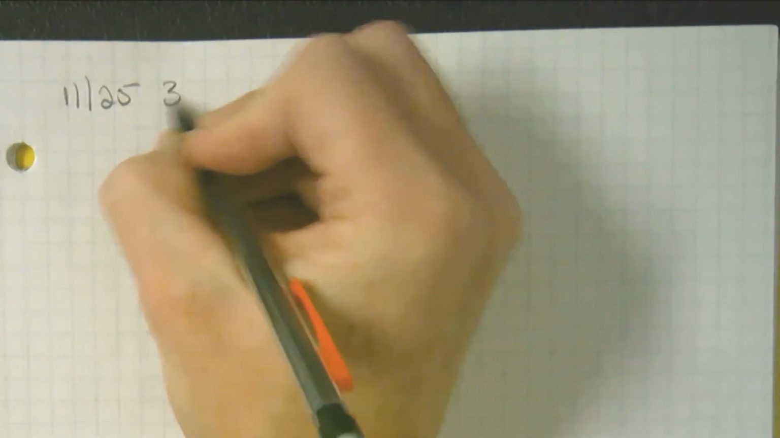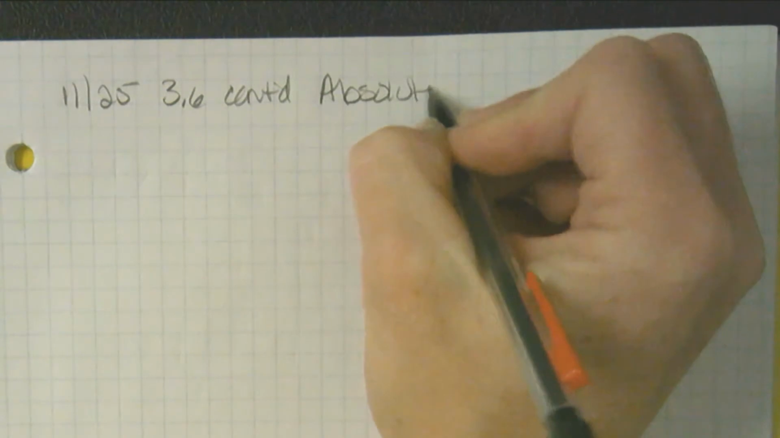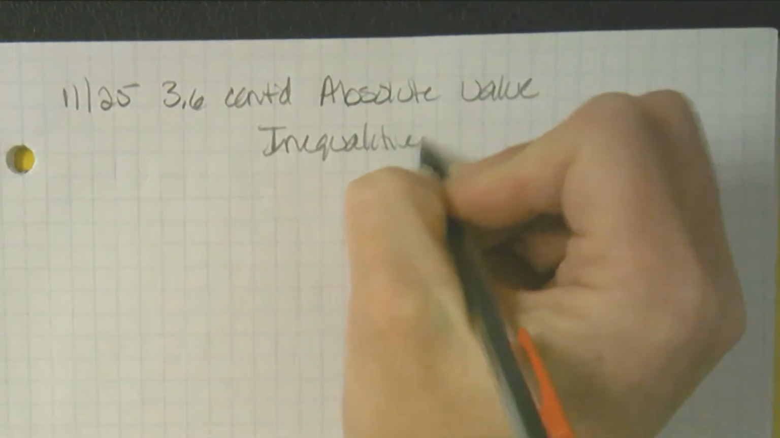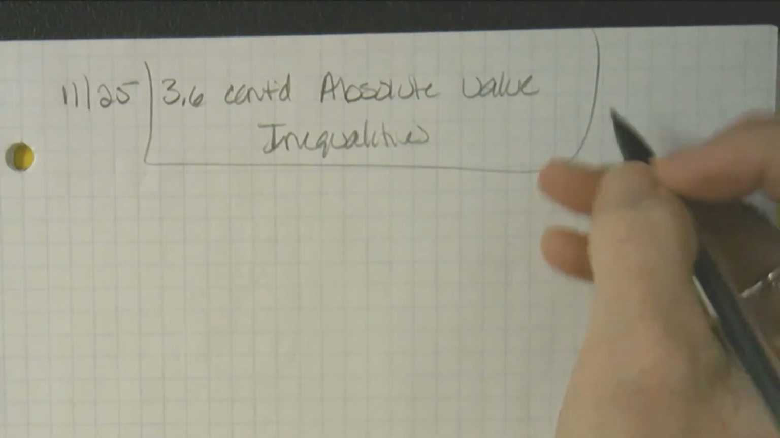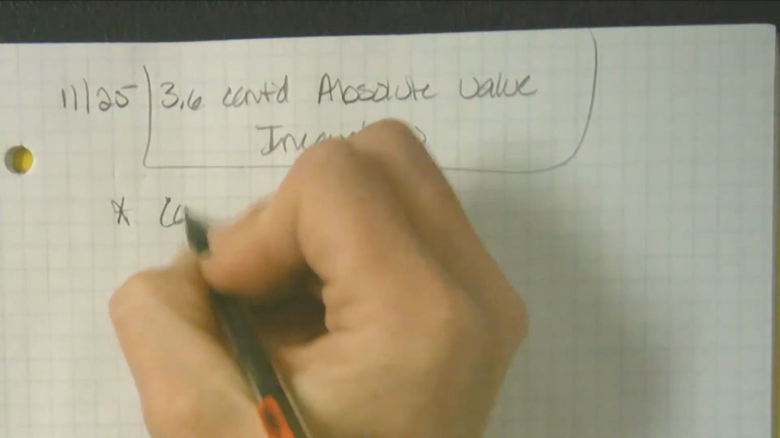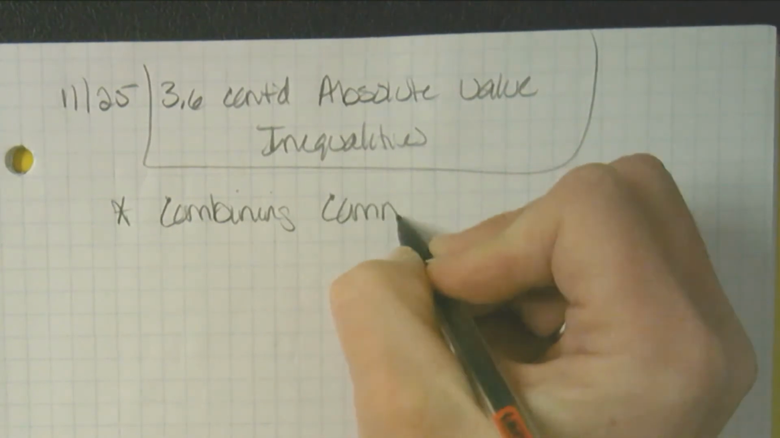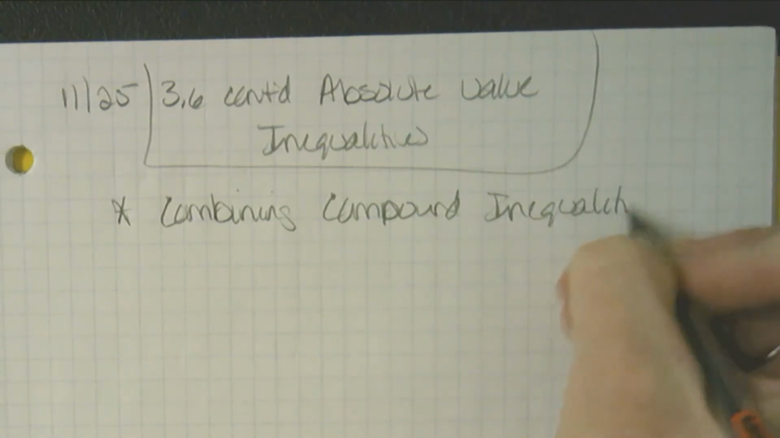All right, so today is 11/25. We are talking about 3.6 continued. So now what we're doing is absolute value inequalities. Okay. So what we're going to be doing is combining compound inequalities. Compound inequalities.